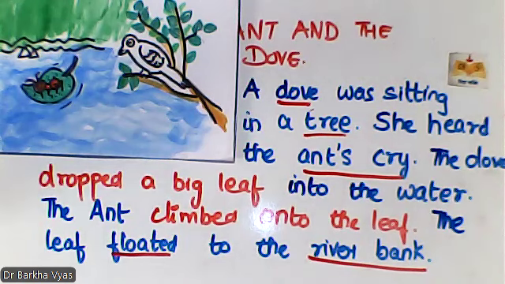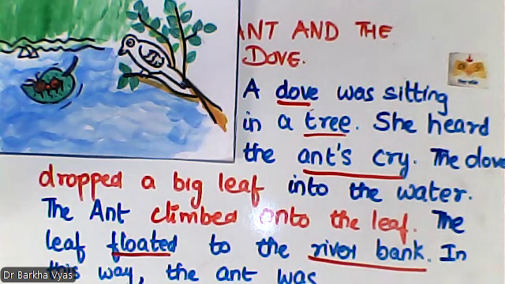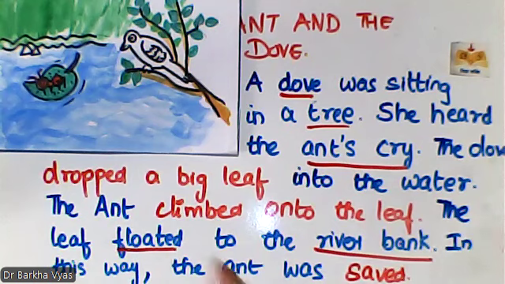Yeah. So in this way, the ant was saved. Who was saved? The ant. Okay. In this way, the ant was saved. So you understood the story, kids?